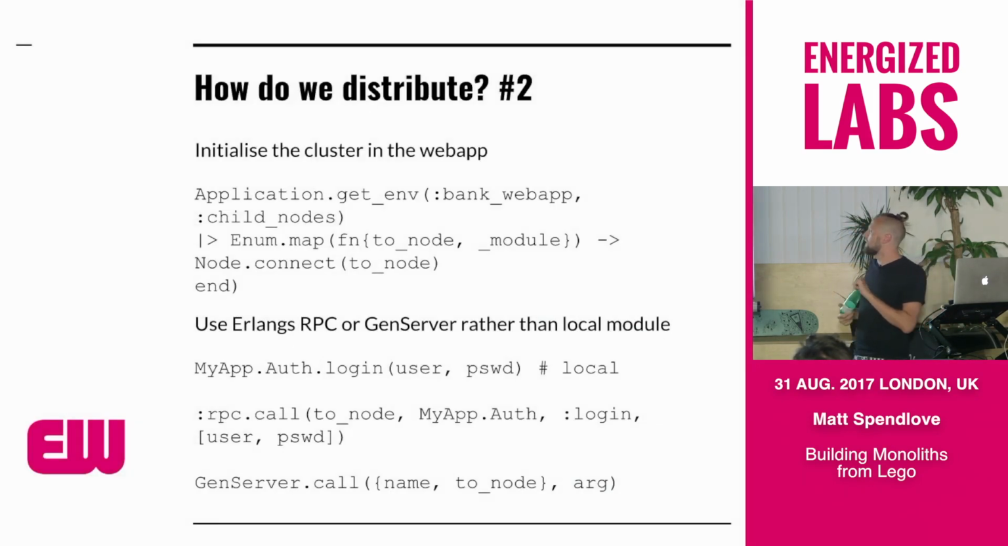Inside the web application that's going to use this other distributed node, we firstly have to connect to it. That's what that first chunk of code does. It just says, get all of that bit of configuration, find all the other nodes, and connect to them. And the second bit's really the important bit. So the first line is the local one. This is what it looked like before we moved it out into a different node. Just a module with a method call.